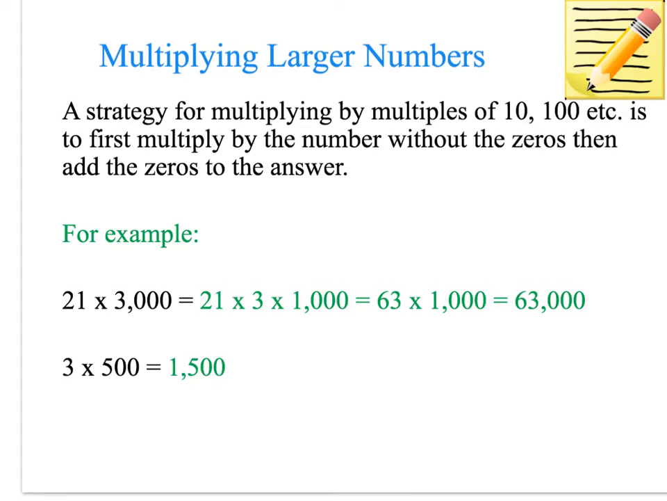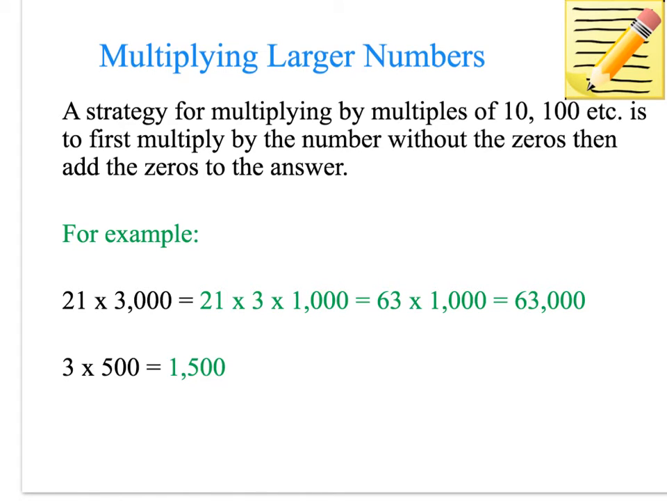So when we were looking at 21 times 3,000, we need to multiply by the first digit, so 21 times 3, and then we multiply by 1,000, and we know how to do that from the previous page. We just add the 3 zeros on the end. So we've multiplied 21 by 3, which is 63, and then 63 times 1,000 is 63,000 with the 3 zeros because there are 3 zeros in 1,000.